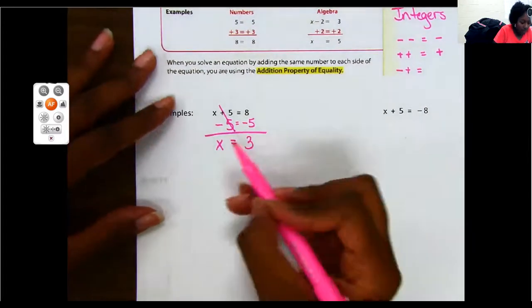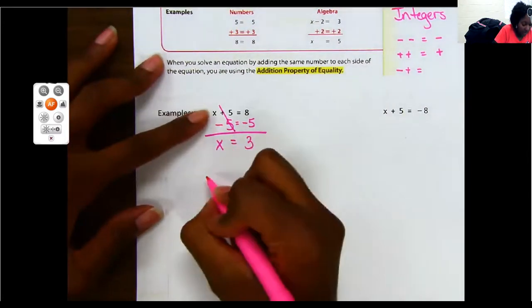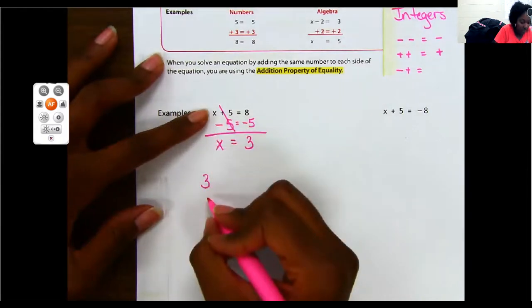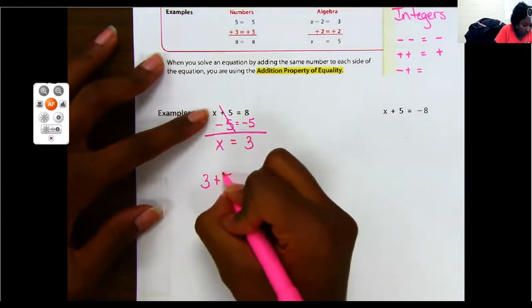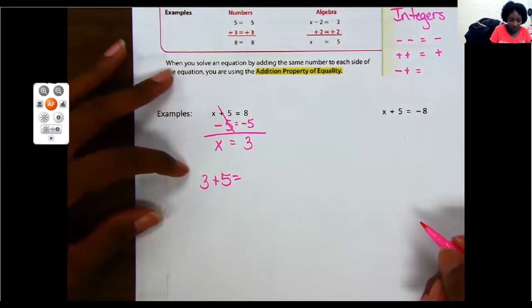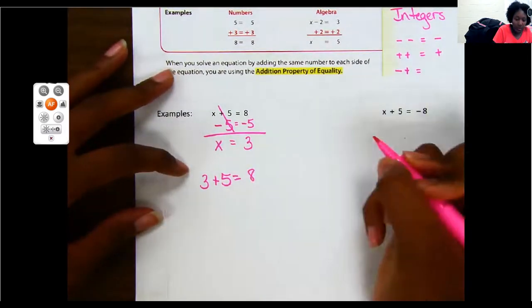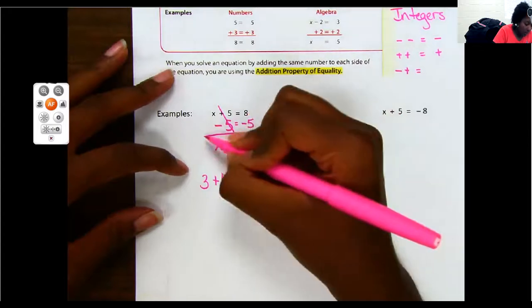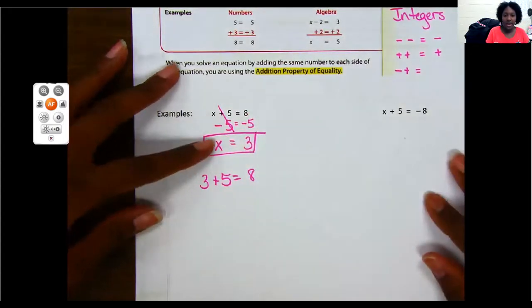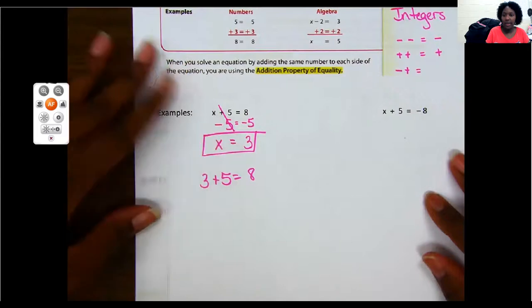So now I'm going to rewrite the problem now that I think I figured out x. I'm going to replace the x with a 3 because that's what I think it is, plus 5. And I'm going to add that. 3 plus 5 does indeed equal 8, which is what the problem said. So I know that my answer is correct. My missing variable x is 3, okay?